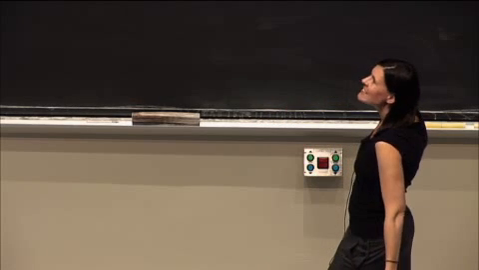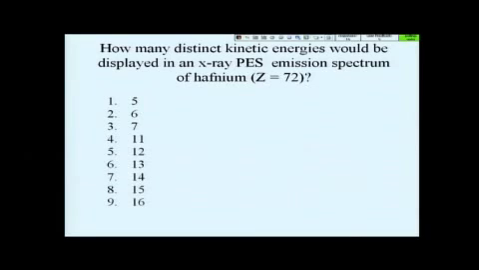So how many distinct, again, we're talking about distinct kinetic energies, would be displayed if you're talking about a spectrum for the element hafnium? And I'll tell you here that it has a Z of 72, so you don't have to spend 2 minutes searching your periodic table. The periodic table's on the back page of your notes if you don't see that there.